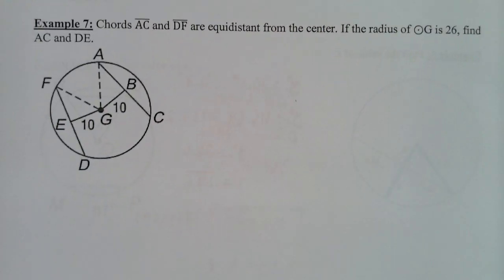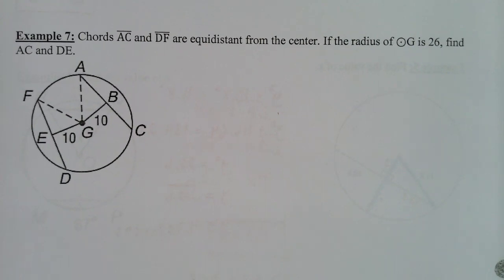And one more example to finish it off, example 7. Chords AC and DF are equidistant from the center. So it means that they're congruent. AC is congruent to DF, okay? That should be clear right away based on the theorem at the top of this page. Those two chords are congruent because they're both 10 away from the center.